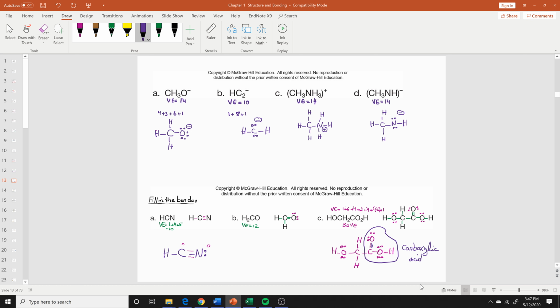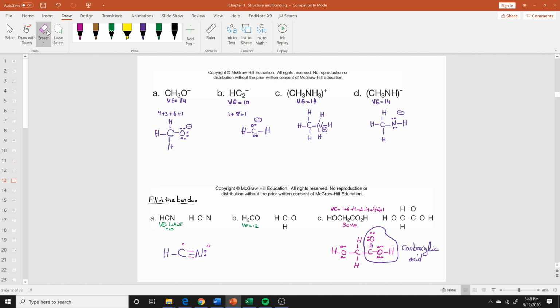In this example in here, it shouldn't have anything there. You should fill it out. So let me go ahead and erase all of those out. So you should fill those out. It says fill in the bonds. You have HCN, cyanic acid. The first thing, calculate your valence electrons. This is 10 electrons over there.